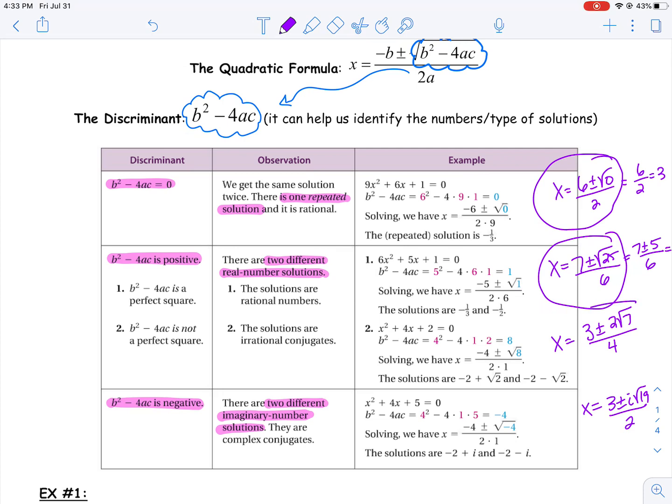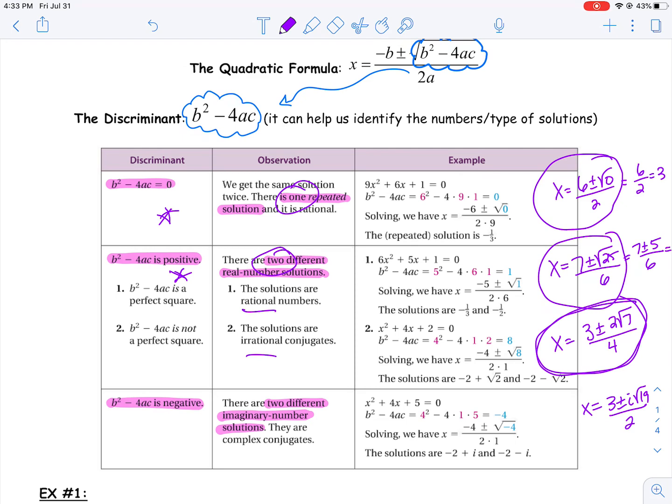Now, if that number underneath the radical is not an even root, or I can't break it down evenly, and I'm left with a radical, for example, 3 plus or minus 2 rad 7 over 4, I still get two answers. They're just going to be two irrational answers, right? They're going to be decimals that go on forever if I put it in my calculator. So if my discriminant is 0, I have one solution. If my discriminant is positive, I have two solutions. Sometimes they're rational, sometimes irrational.